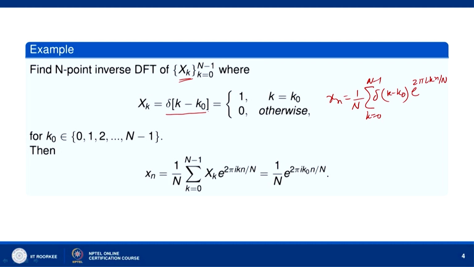Now, by definition of delta, delta k minus k naught is 1 when k is equal to k naught. So, only the term where k becomes equal to k naught will survive, other terms will all vanish. So, this will be 1 by n, and when k is equal to k naught, we have delta k minus k naught equal to 1. So, we get e to the power 2 pi iota k naught into n by n. So, we get this result.